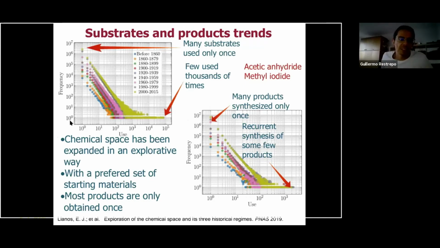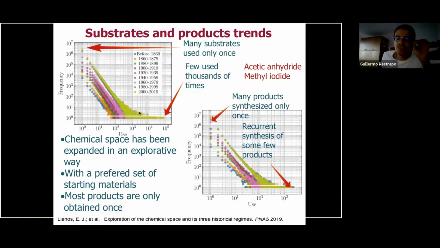Those are the frequencies of use of some substances, and each plot here corresponds to one particular period. Here you have the periods. The take-home message is that every year, many substrates have been used only once. You take some substance as a starting material, but you normally use it only once. That's the trend in chemistry.